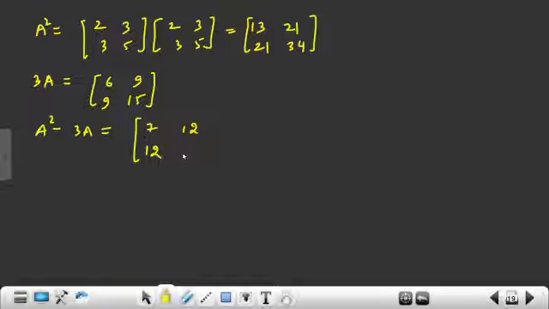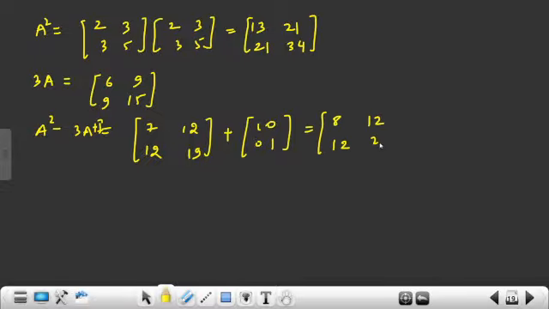34 minus 15. How much is it, students? 34 minus 15 is 19. Now we have to add I, the identity matrix. So it will be 8, 12, 12, 20.